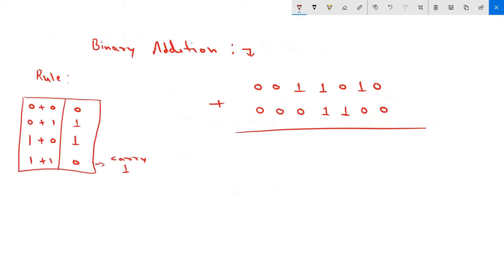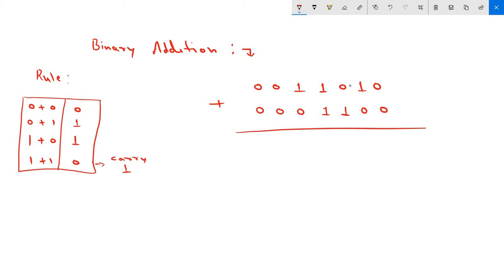Okay. Now we are going to learn binary addition. Before starting binary addition, there are some rules for binary addition. According to the rules, 0 plus 0 equals 0. 0 plus 1 equals 1. And 1 plus 0 equals 1. And 1 plus 1 equals 0 and carry 1. Clear? So I have two binary numbers. So we will go for addition.